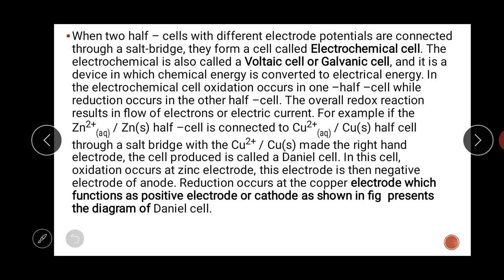For example, if the aqueous zinc ion to zinc metal half cell is connected to the copper ion to copper solid half cell, made the right hand electrode, through a salt bridge, the cell produced is called a Daniel cell. In this cell, oxidation occurs at the zinc electrode, and the electrode is then the negative electrode, or anode. Reduction occurs at the copper electrode, which functions as the positive electrode or cathode, as shown in the figure.